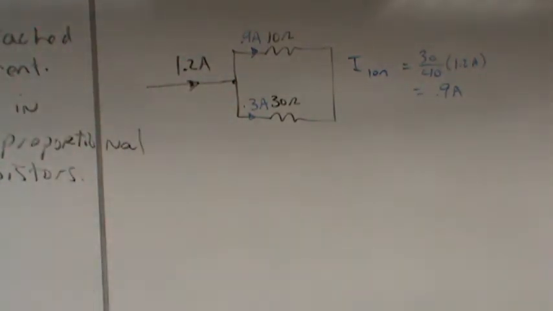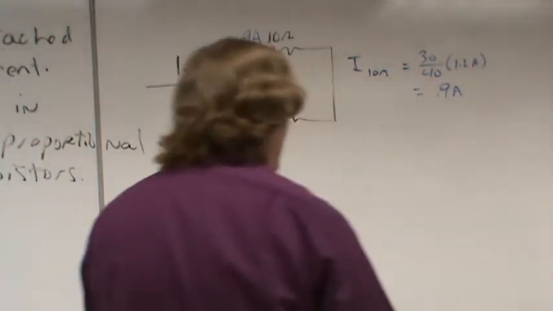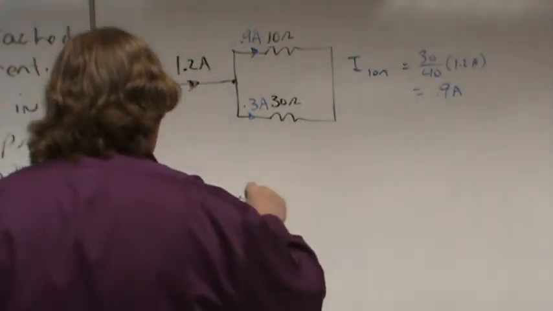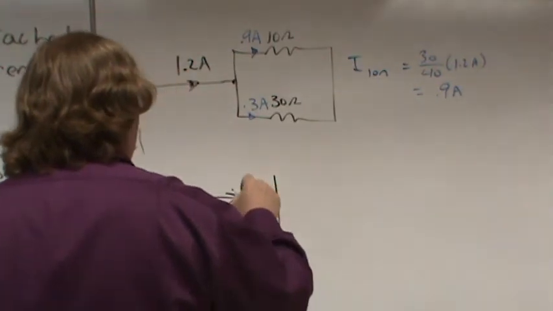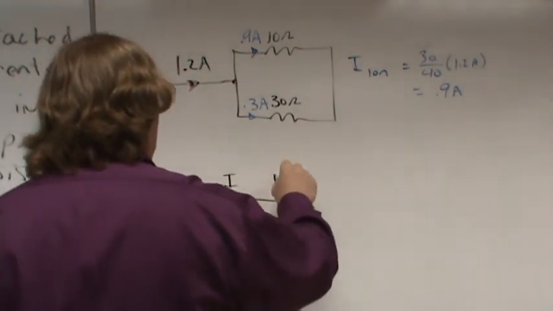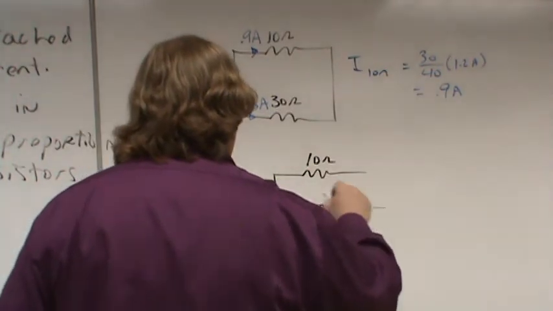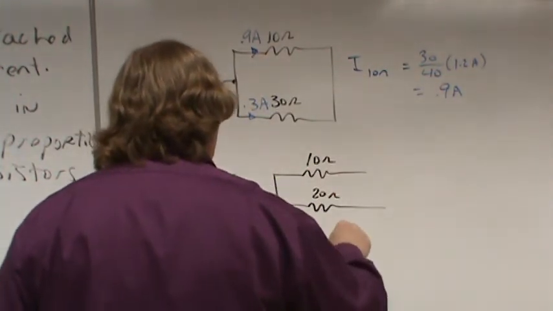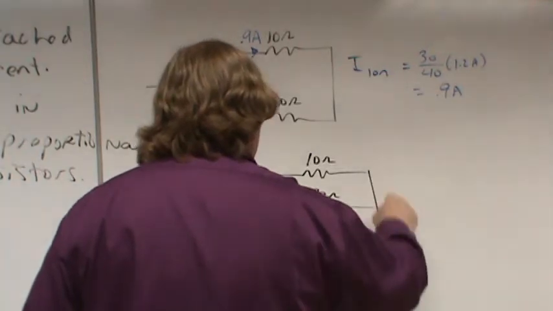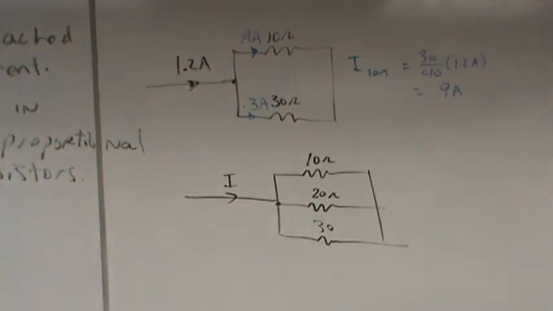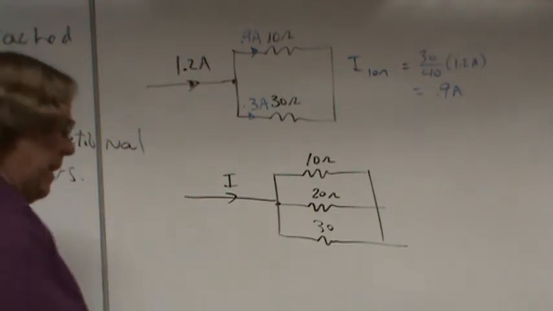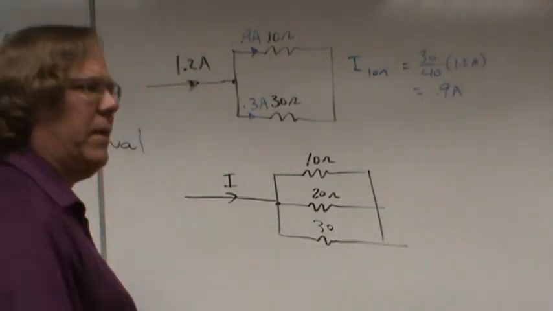Let me show you another one. What if I gave you this? Let's say this is some current I, and this is a 10 ohm, this is a 20 ohm, and this is a 30 ohm resistor. Believe it or not, I don't want to show you the formula. It's kind of fun, but it's too complicated for the class. But I want you to at least be able to make a conclusion.